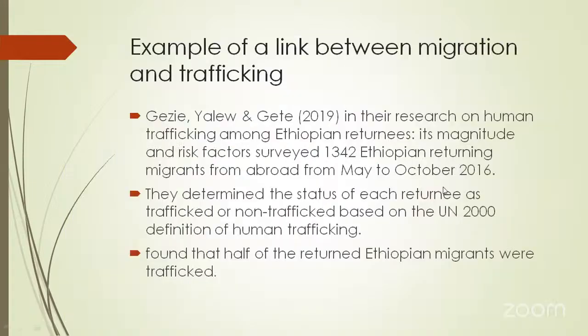So, an example of a link between migration and trafficking. In a research on human trafficking among Ethiopian returnees, of 1342 Ethiopian migrants returning from abroad, the status of each returnee was classified as trafficked or non-trafficked based on the UN 2000 definition of trafficking. Half of the returned Ethiopian migrants were trafficked, because migrants are anyway vulnerable.